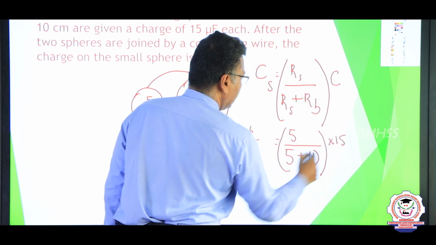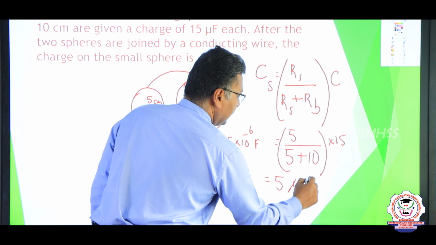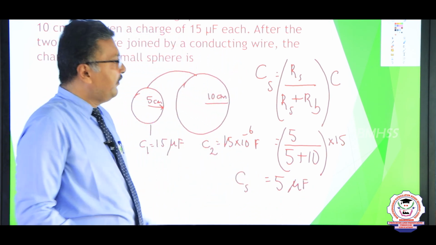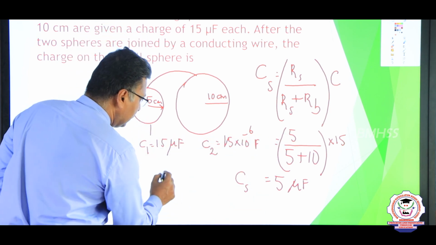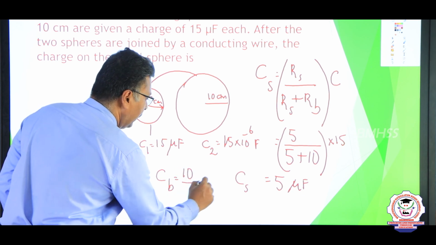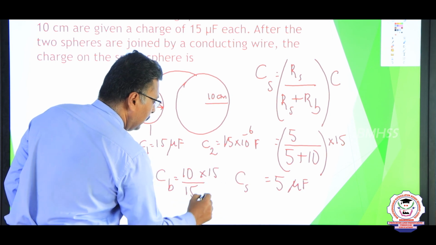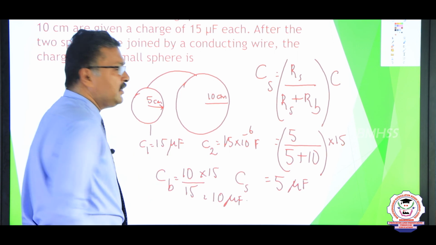So what happens to the capacitance of the smaller sphere? It is 5 microfarad. If it is asked for the bigger sphere, what will you do? You will divide 10 by 15 into 15. If it is the capacitance of the bigger sphere, CB is equal to 10 divided by 15 into 15. That would be 10 microfarad. So these are the ways you have to solve the problem.